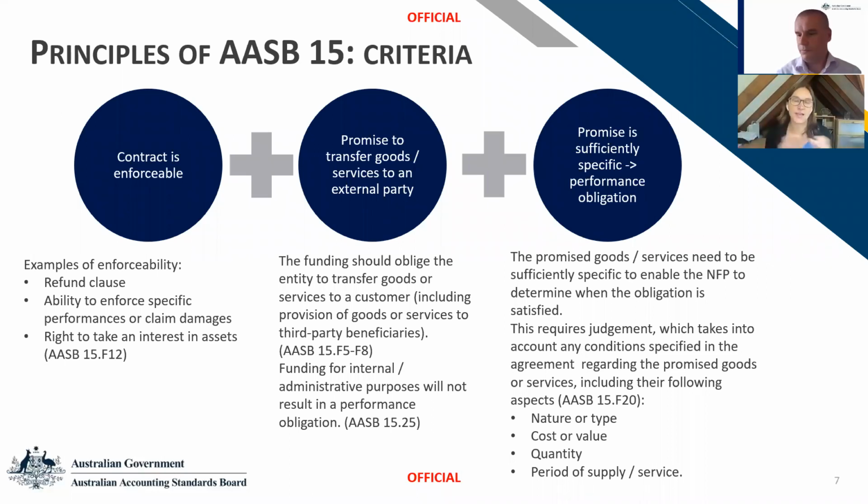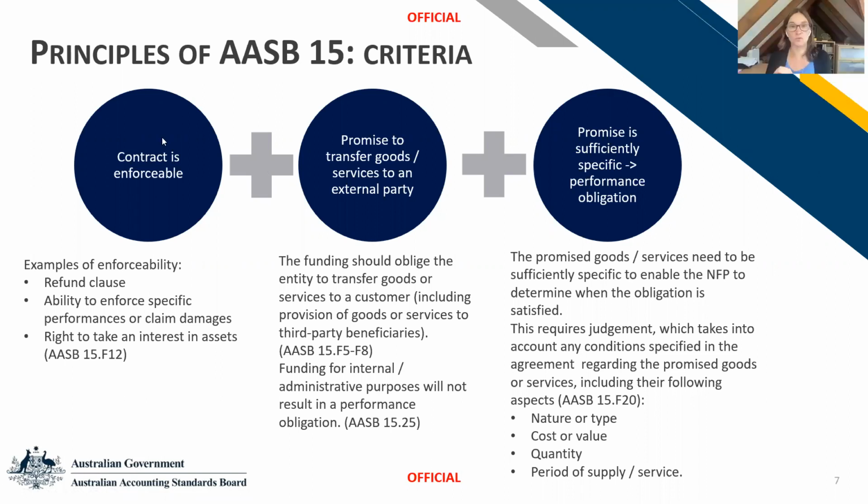So what we've got on the slide is 3 different criteria, if you want, that you need to meet in order to get within AASB 15. So I'm going to cover them at a very high level here, and then we're going to explore enforceability and sufficiently specific in a little bit more detail.